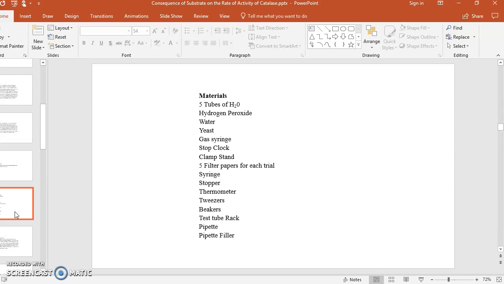Materials, I need 5 tubes of hydrogen peroxide, water, yeast, gas syringe, stop clock, clamp stand, 5 filter papers for each trial, syringe, stopper, thermometer, tweezers, beakers, test tube rack, pipette filter.